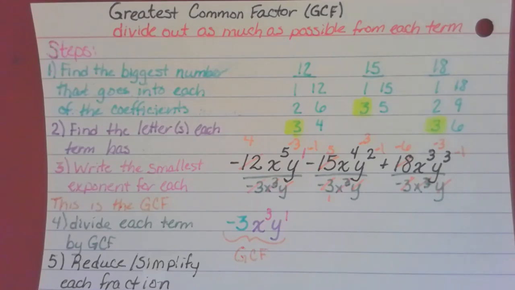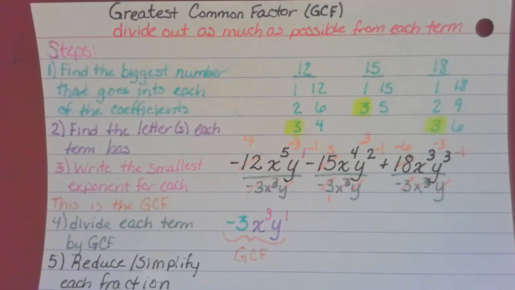Going to the next term, a negative divided by a negative is positive. So 3 does go into 15 5 times. And then do the same thing with the exponents. There's more on top. So the exponent for the x is going to be 4 minus 3, which will be 1. And the y's, there's 2 on top and 1 on bottom, so it's going to be 2 minus 1.